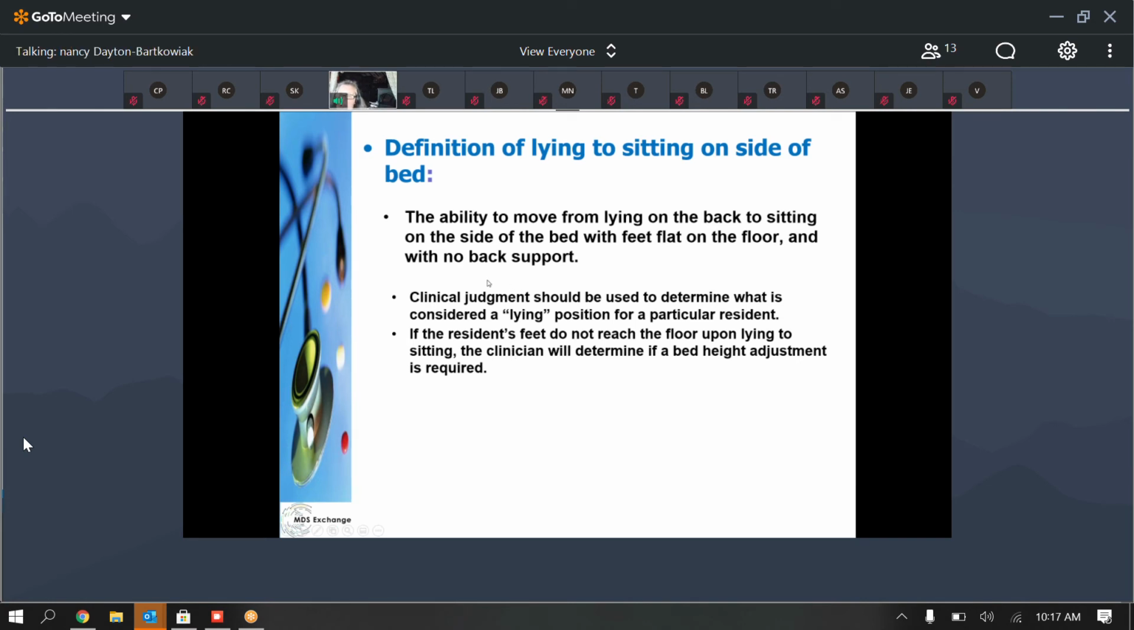Also here, I think it's important to take into consideration lying on the back to a sitting position. Some people, as you know, like to lie flat on their back. Some people, maybe because of an illness or comfort, like to have their bed raised a little bit or even straight up. This is speaking to how they're able to go from what's comfortable for them, from their back to a sitting position. Back supports refer to an object or person providing support for the resident's back.